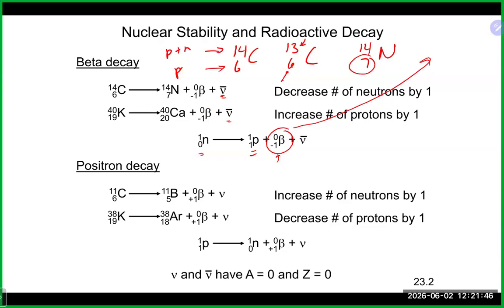Same idea here with a positron emission. We're basically going to convert a proton into a neutron in this case. So again, if we take a look here, it may appear that maybe nothing happens to the mass number.